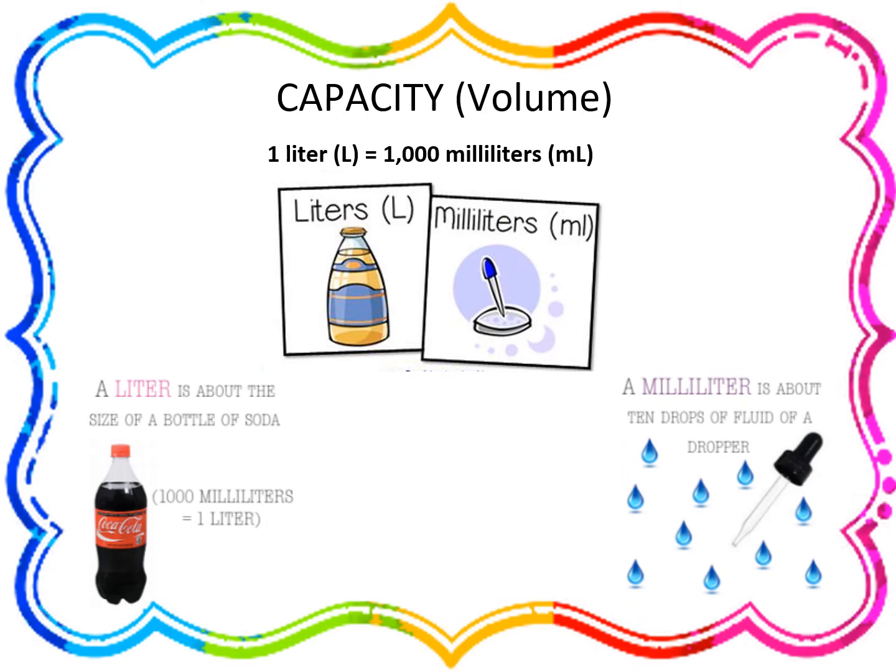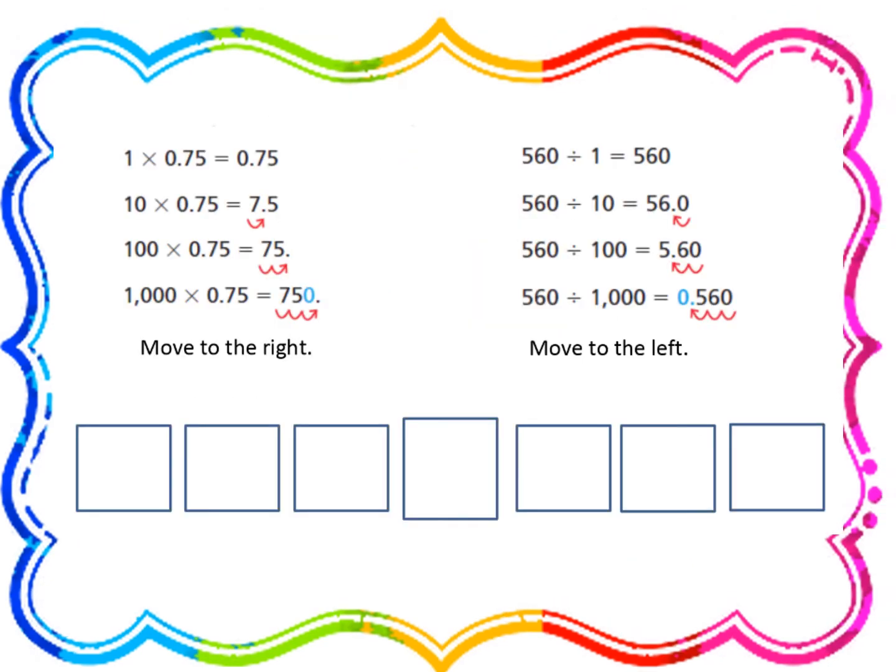Okay? And then we have capacity, which is usually talking about volume. Capacity, we have 2 units. We have a liter and a milliliter. There are 1,000 milliliters in a liter. If you go to the store and buy the mid-sized soda water bottle, you have 1,000 milliliters. If you go to the convenience store and buy a 20 ounce, that has about 250 milliliters.